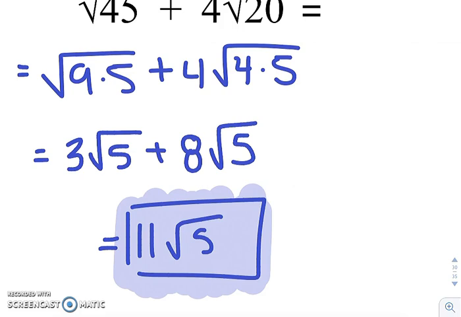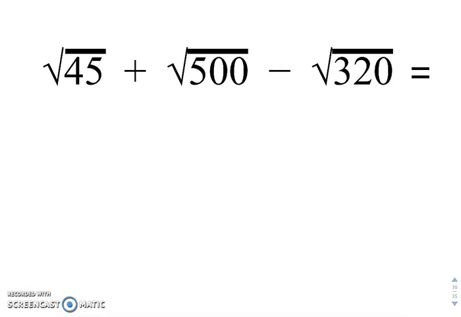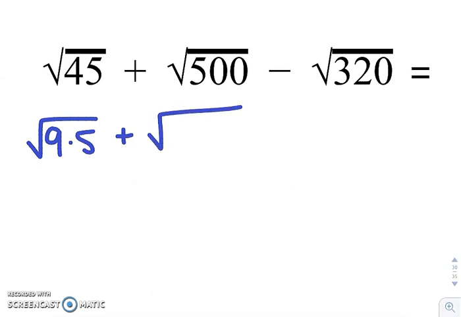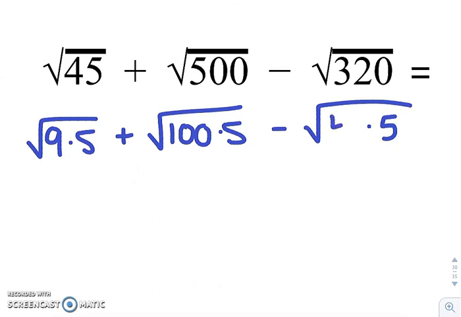And then let's look at the other one. 45, 500, and 320. So 45, again, is going to be 9 times 5. 500 is going to be 100 times 5. So again, when we're trying to figure out what perfect square divides into 320, it's probably going to be 5 and something, since you've already used 5 in the other two terms. So 5 and what? If you divide 320 by 5, 64.